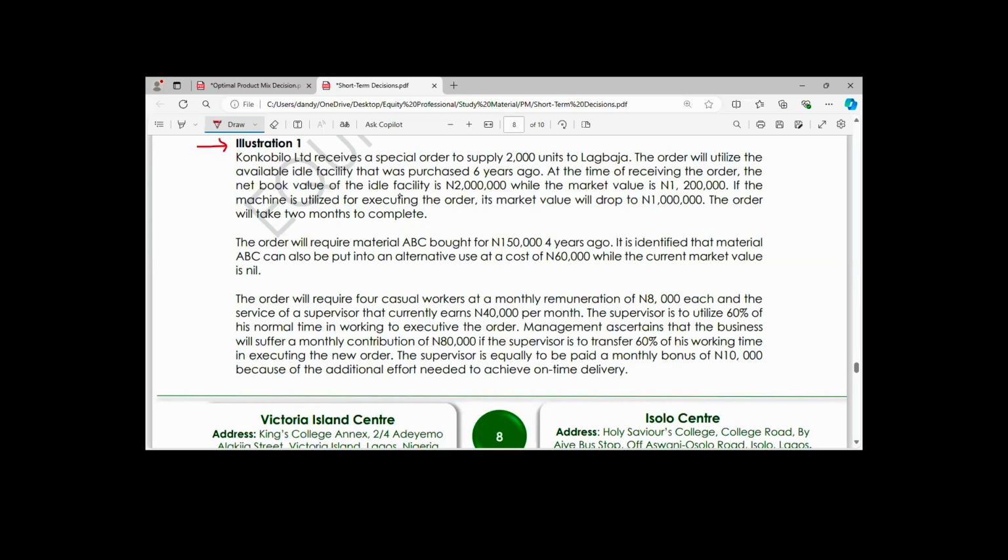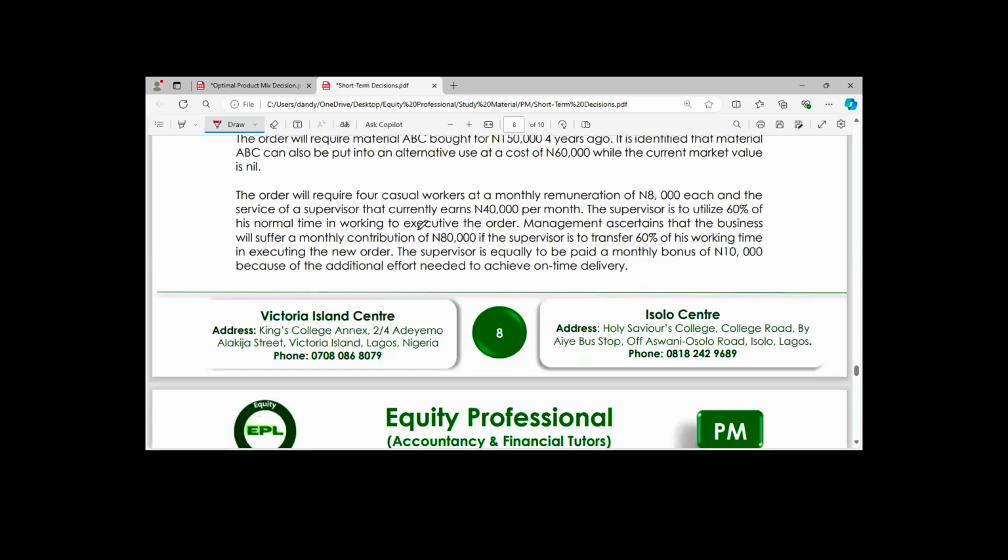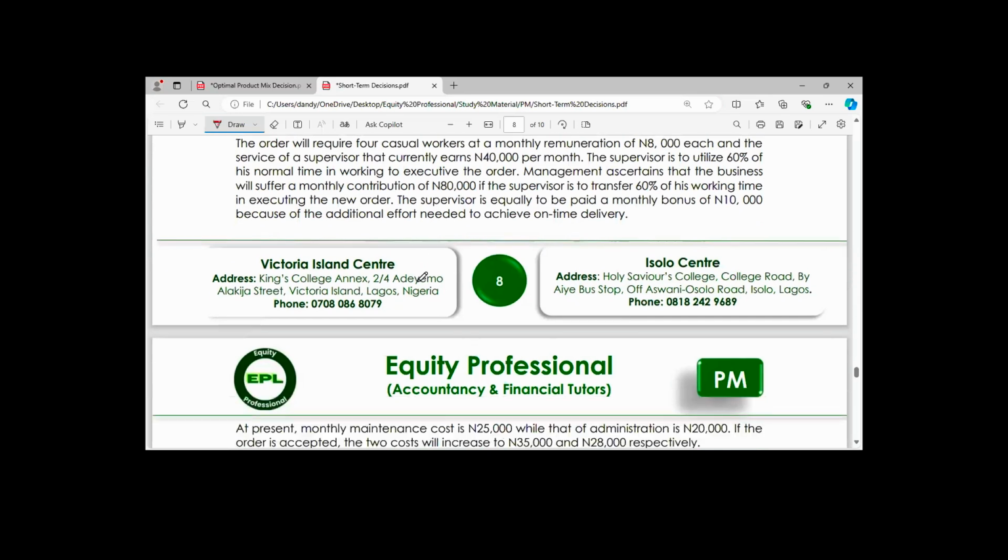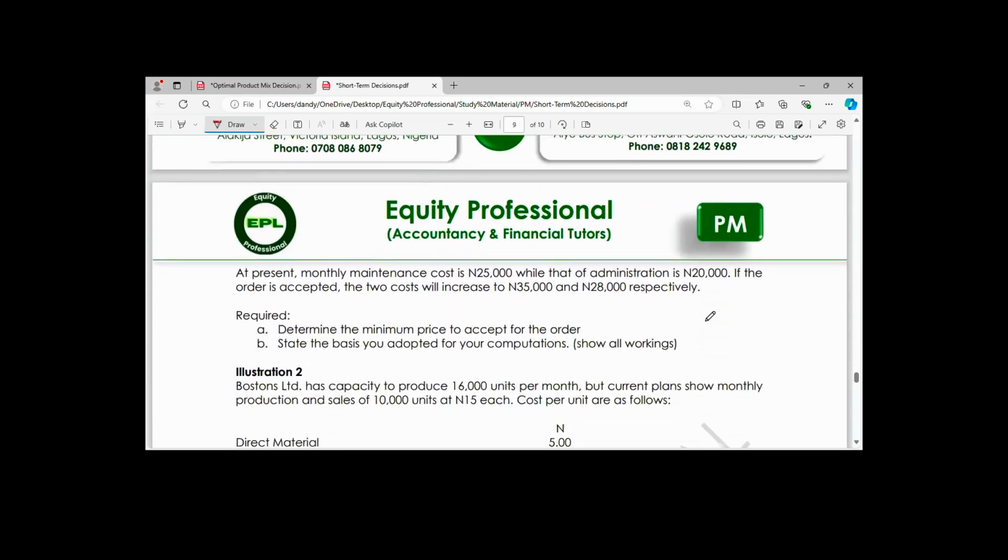The order will require 4 casual workers at a monthly remuneration of 8,000 naira each, and the service of a supervisor that currently earns 40,000 naira per month. The supervisor is to utilize 60% of his normal time in working to execute the order. Management ascertains that the business will suffer a monthly contribution of 80,000 naira if the supervisor is to transfer 60% of his working time in executing the new order. The supervisor is equally to be paid a monthly bonus of 10,000 naira because of the additional effort needed to achieve on-time delivery. At present, monthly maintenance cost is 25,000, while that of administration is 20,000 naira. If the order is accepted, the two costs will increase to 35,000 and 20,000 naira respectively. Required: A. Determine the minimum price to accept for the order. B. State the basis you adopted for your computation. Show all workings.